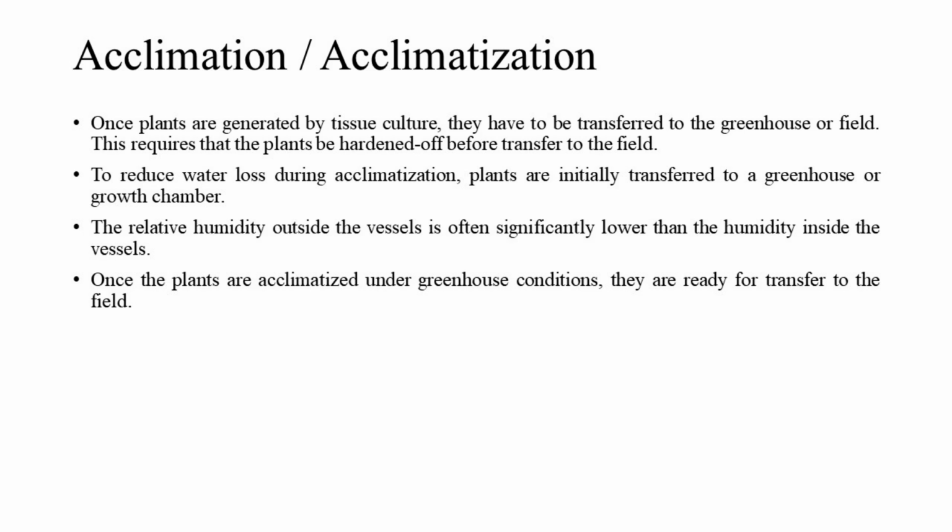Acclimation/acclimatization. Once plants are generated by tissue culture, they have to be transferred to the greenhouse or field. This requires that the plants be hardened off before transfer to the field. To reduce water loss during acclimatization, plants are initially transferred to a greenhouse or growth chamber. The relative humidity outside the vessels is often significantly lower than the humidity inside the vessels. Once the plants are acclimatized under greenhouse conditions, they are ready for transfer to the field.